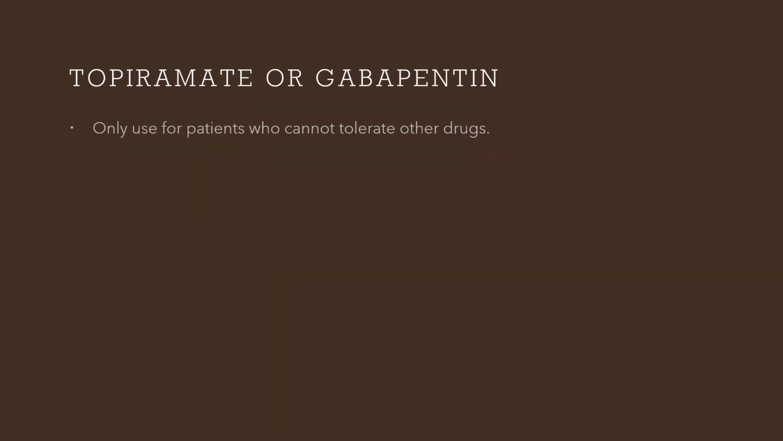And we may use topiramate or gabapentin for people who cannot tolerate other drugs. So you will probably not see a question about topiramate or gabapentin related to alcohol use disorder in USMLE STEP examinations.